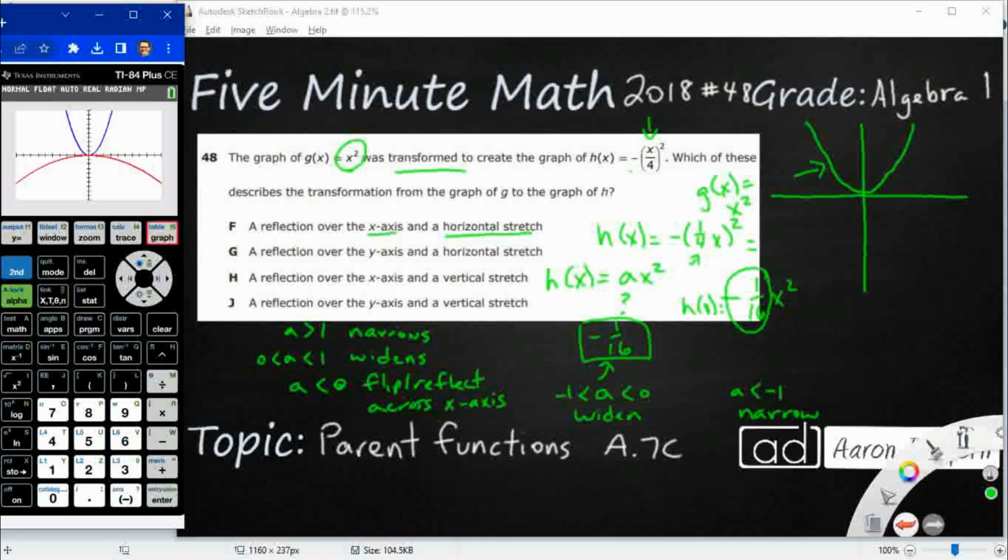Take a look at that. Blue is your regular vanilla, but look at that red. It is very, very stretched out, wide, and it is flipped upside down. So reflected over the x-axis. Our answer here is F.